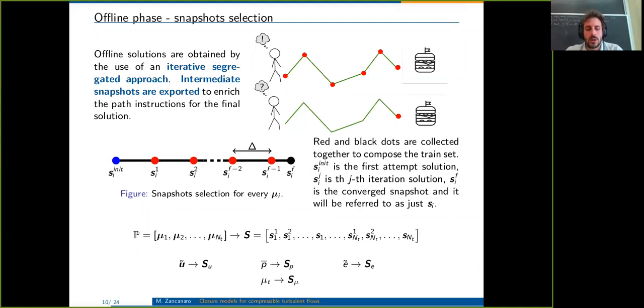But since we want the online procedure to be as coherent as possible with respect to the offline one, of course, we also need some information about the path that the full order solver is taking to reach the converged solution. So for this reason, we are not just collecting the converged fields, but we are also picking up some intermediate snapshots, so that we get, as I told you, some information about how to reach the final solution. So we have to construct those solution sets, let's say, for all the possible variables, so u, p, e, and mu_t.